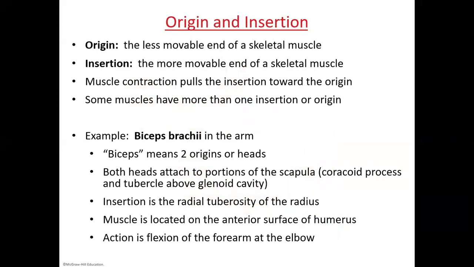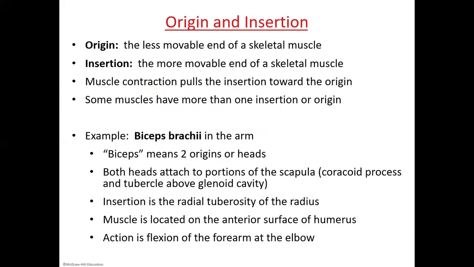Now, each muscle has an origin and it has an insertion. The origin is the part that basically does not move. It might move a little bit, but that's the stable side. The insertion is the part that's the moving side. So one side stays still, it's braced, the other side is doing the movement. So when muscle contraction happens, it will pull the side of the insertion towards the origin.